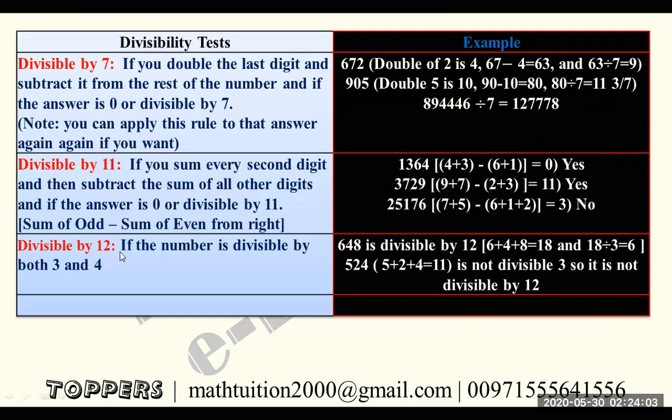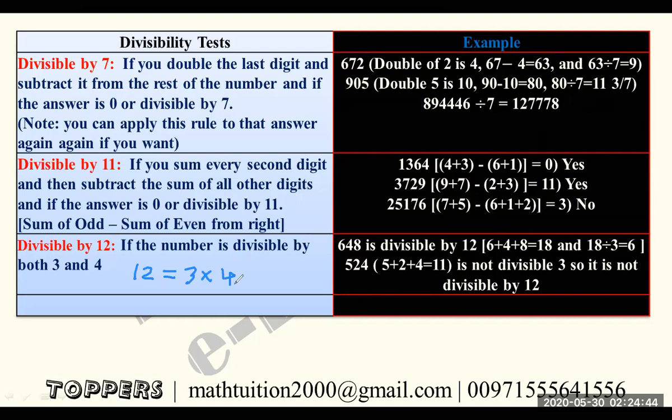Now, let us see divisibility by 12. Since 12 we can write as 3 into 4, if the given number is divisible by 4 and also divisible by 3, then we can say that number is divisible by 12. Divisibility by 3, how will you check? Add all the digits, and if the sum comes in the table of 3, we can say that it is divisible by 3.